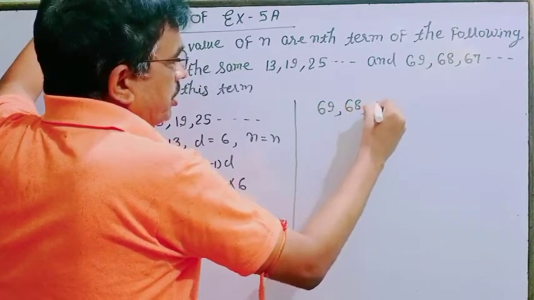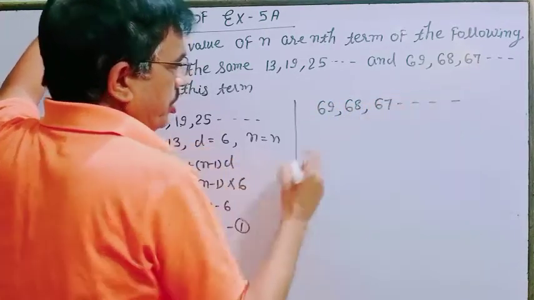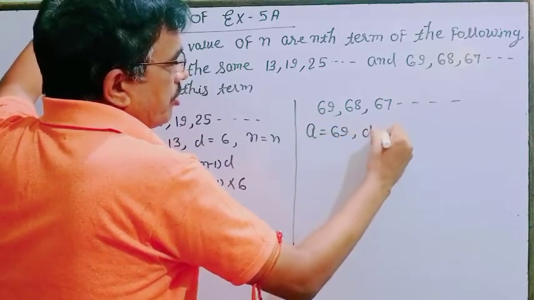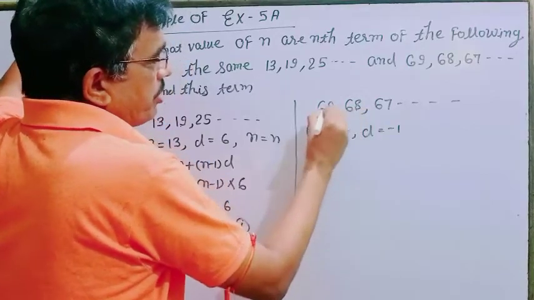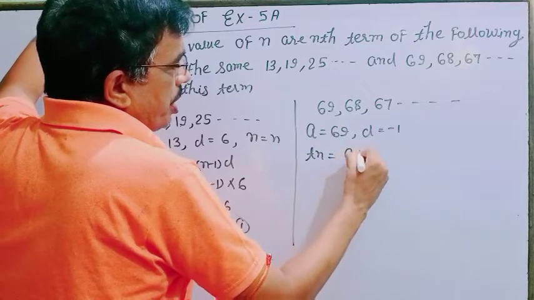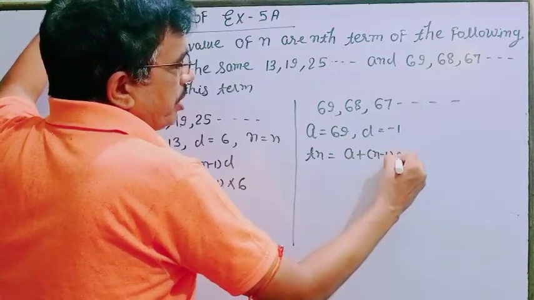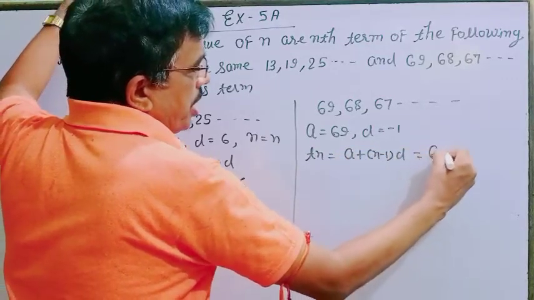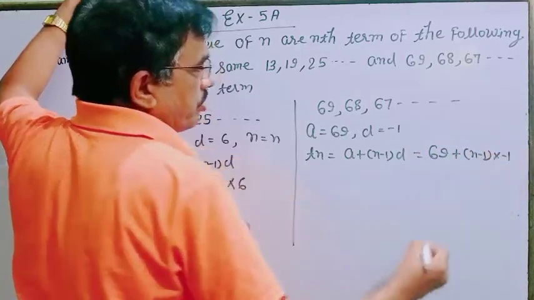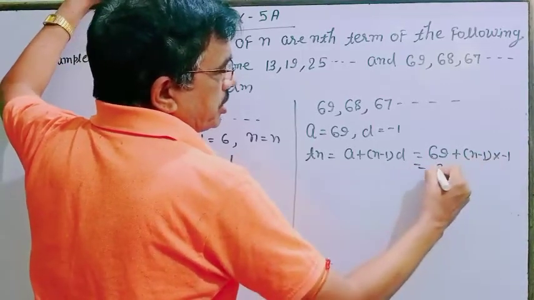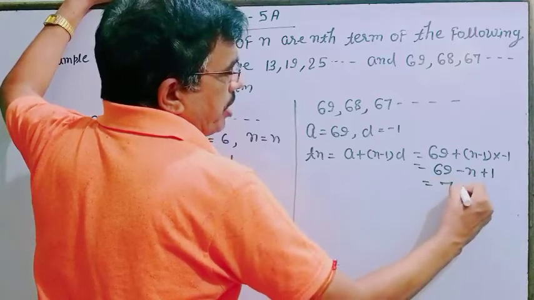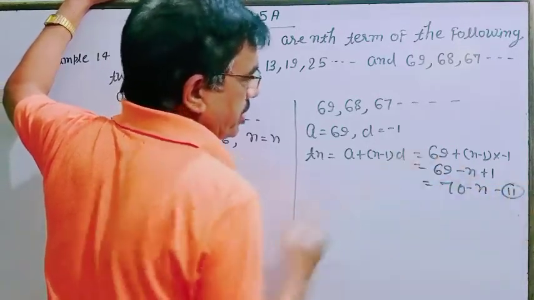Similarly, the second AP is 69, 68, 67, and so on. So here a is equal to 69, d is equal to minus 1, because 68 minus 69 is minus 1. So what is Tn? It is equal to a plus n minus 1 into d. Then it is 69 plus n minus 1 into minus 1. So it is 69 minus n plus 1. So 70 minus n. It is the second equation.